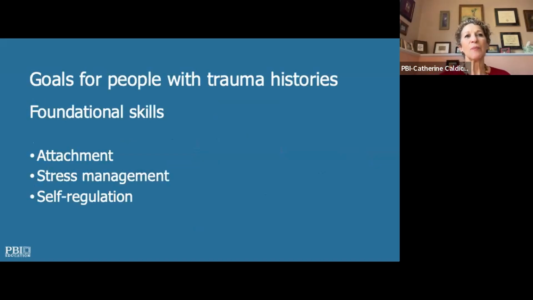So think back to about 45 minutes ago, maybe more, when I described adverse childhood experiences and the ACE questionnaire. Well, clinicians working in that space recognize that developing some foundational skills could help children recover from trauma and avoid re-traumatization, so they could be healthier and more productive going forward. And those foundational skills are attachment, stress management, and self-regulation. But those skills work for adults too.